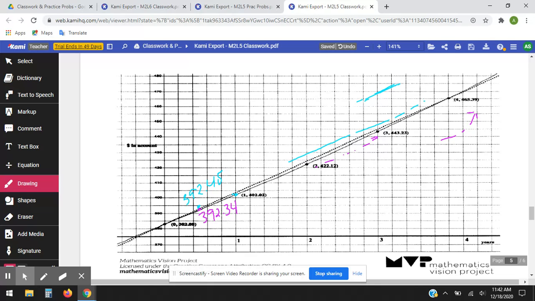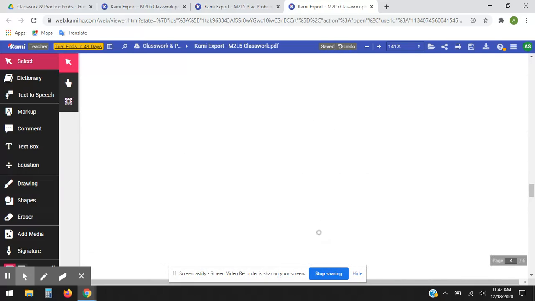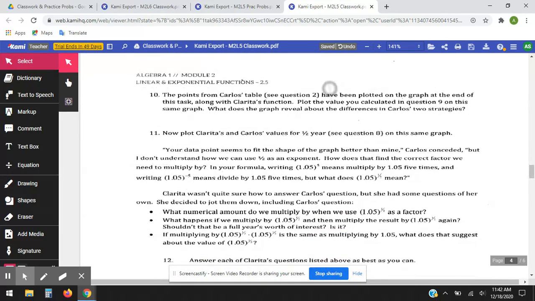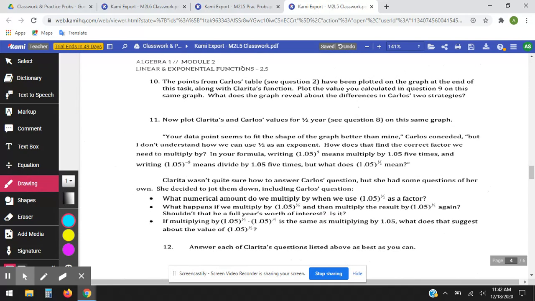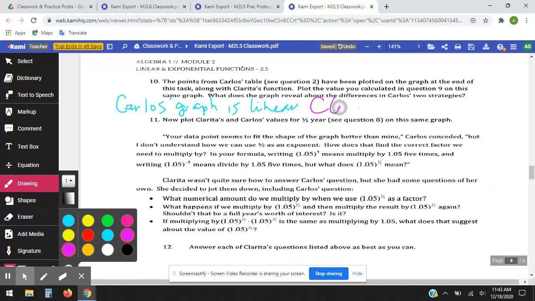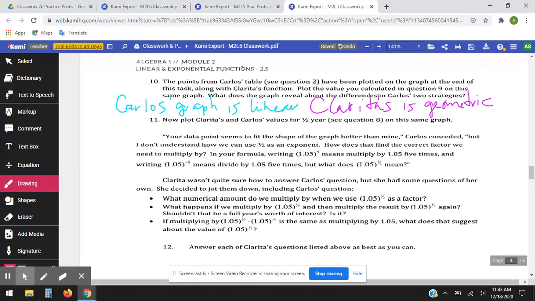All right. So I'm going to go back up here to where we were. Okay, so I'm just going to write in here that Carlos's graph is linear and Clarita's is geometric or exponential.